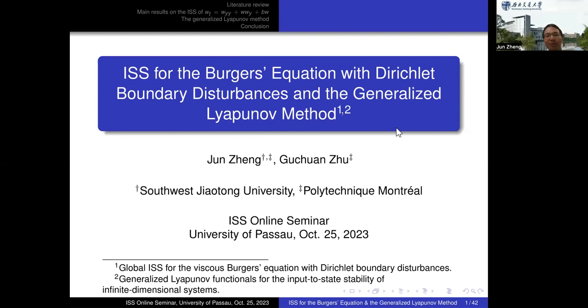Today, I will introduce how to establish global ISS for the Burgers equation with Dirichlet boundary disturbances. I will also introduce a new notion called the generalized Lyapunov functional. This is a joint work with Professor Gu Chuanzhu, and the details of the calculations can be found in our papers.